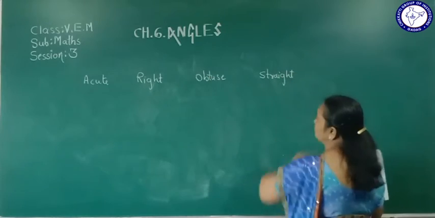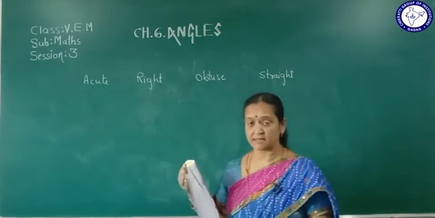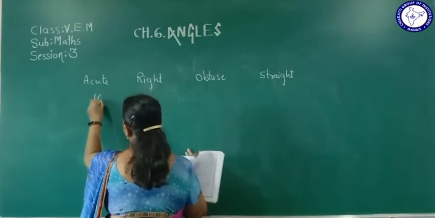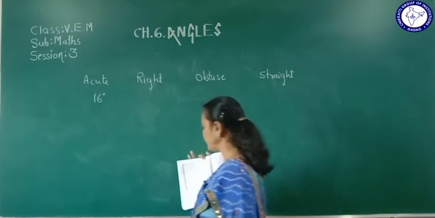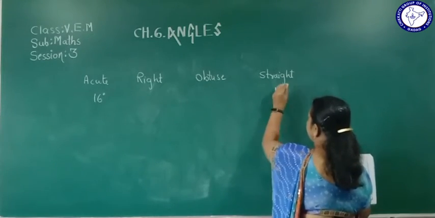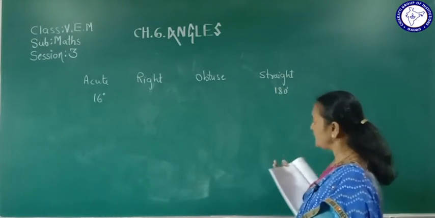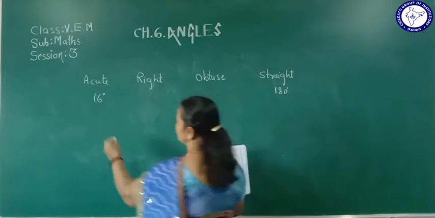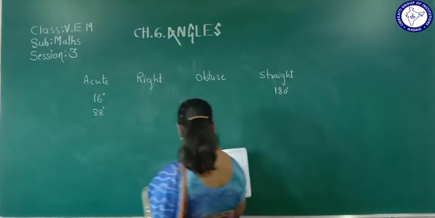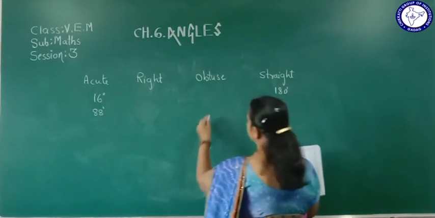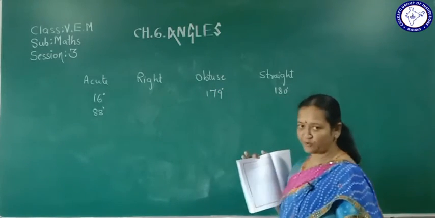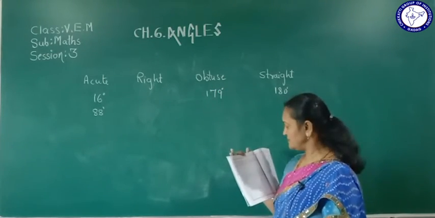So here first number, it is 16 degree. 16 degree is acute angle, so we write here 16 degree. Then second one is 180 degree, where we write 180, it is a straight angle. Then 88 degree, 88 degree is acute angle, it is less than 90 degree, so 88 is acute angle. Then 179 is obtuse angle, till 179 it is obtuse, 180 is straight angle.